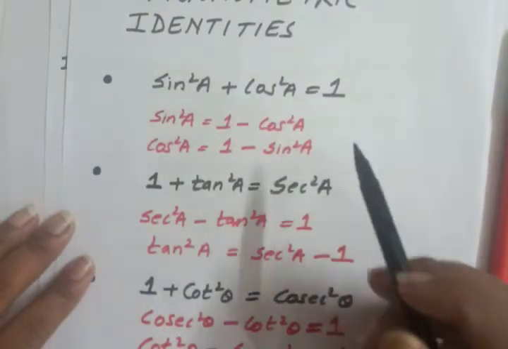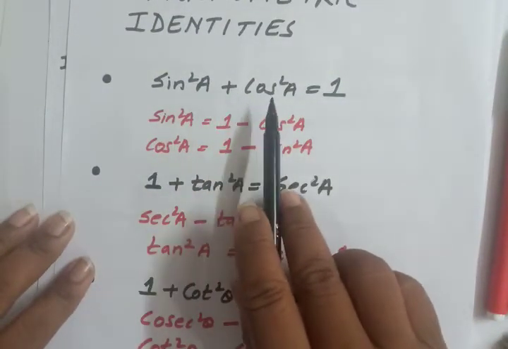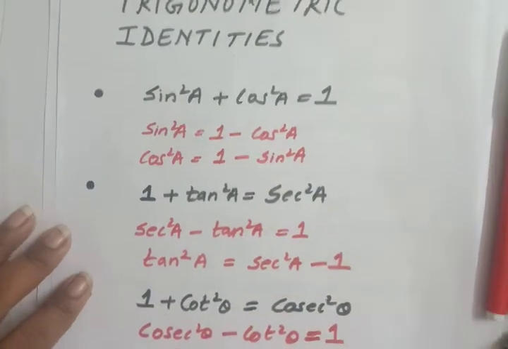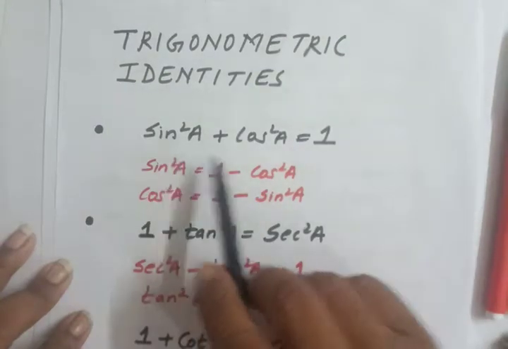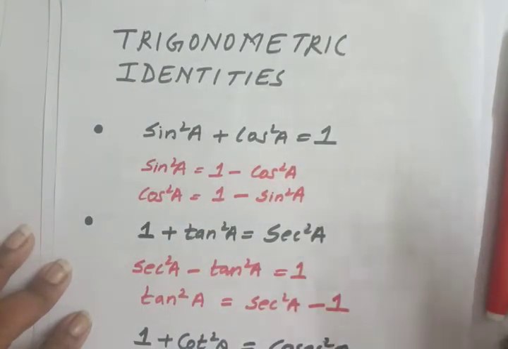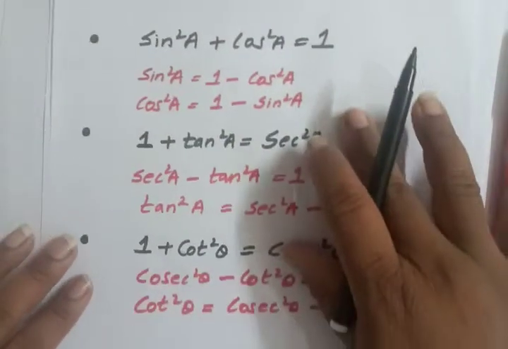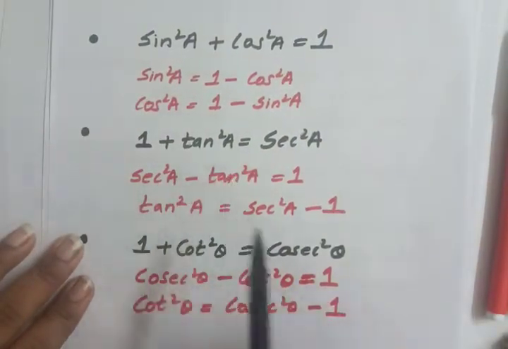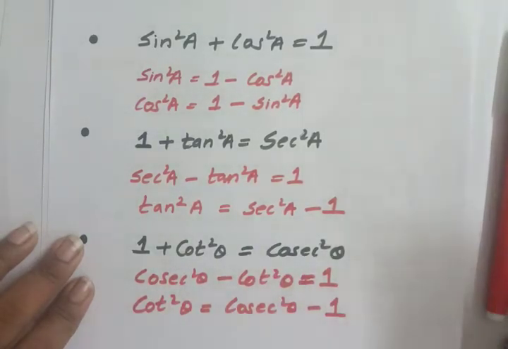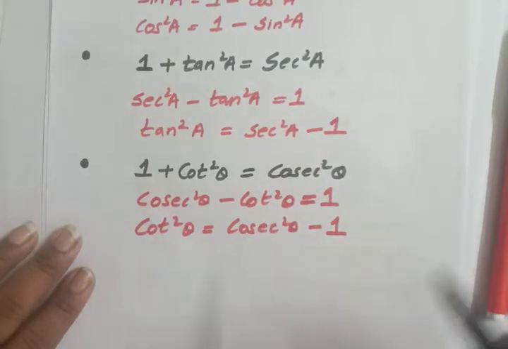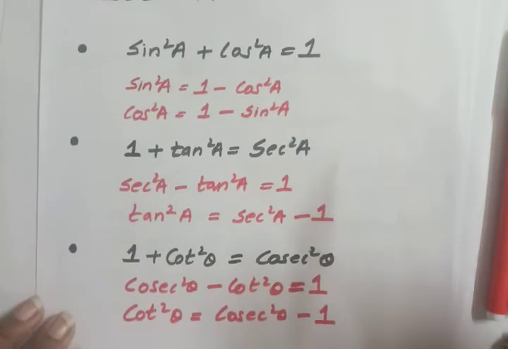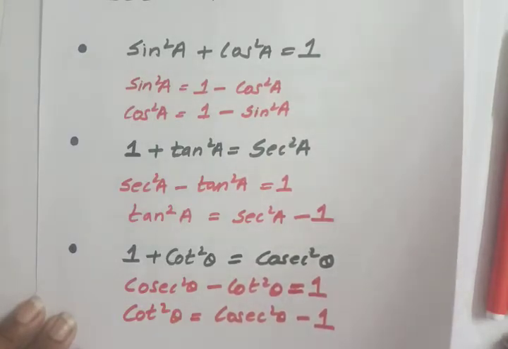These are the three important identities that we are going to prove. The very first identity is sine square A plus cos square A is equal to 1. You can also write sine square theta plus cos square theta; these are the variables that represent the angle. The second identity is 1 plus tan square A is equal to sec square A. A could be theta also, so 1 plus tan square theta is equal to sec square theta. And the third one is 1 plus cot square theta is equal to cosec square theta.